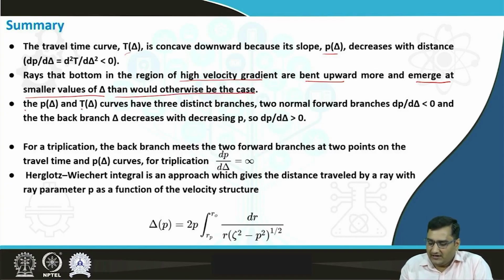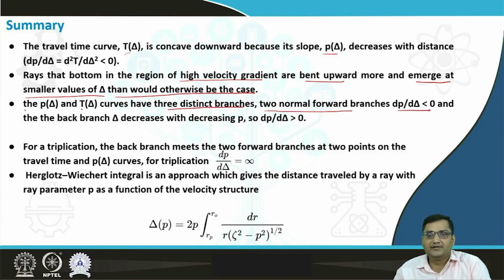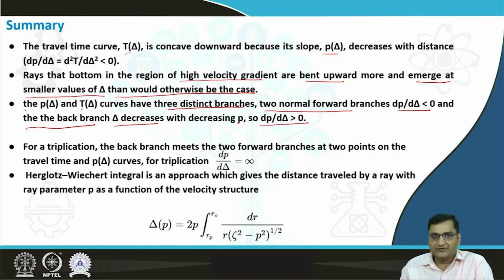The p(delta) and T(delta) curves have three distinct branches: two normal forward branches where dp by d delta is less than 0, and the back branch where delta is decreasing and p is also decreasing, so dp by d delta will be greater than 0. For triplication, the back branch meets the two forward branches at two points, the caustic points on the travel time and p(delta) curve, and for this to happen, dp by d delta should reach infinity.